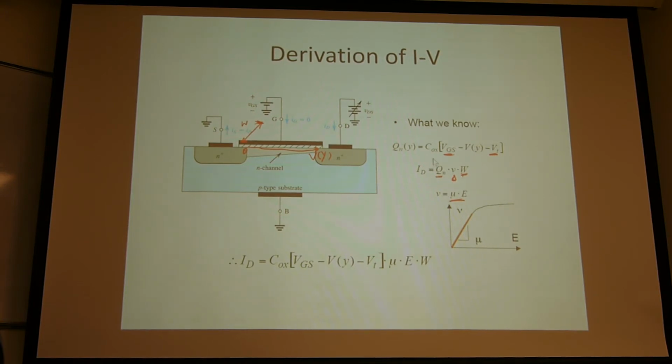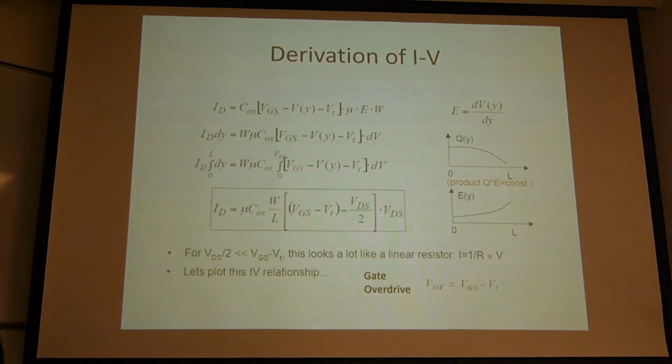So these are the assumptions we have, and then you can get this formula. Drain current equals COX times this voltage times the mobility times the electric field times W. That's the width of the transistor. So then what you can do is the integration over the channel direction from 0 to the channel length. That means you integrate this formula from the source to the drain.